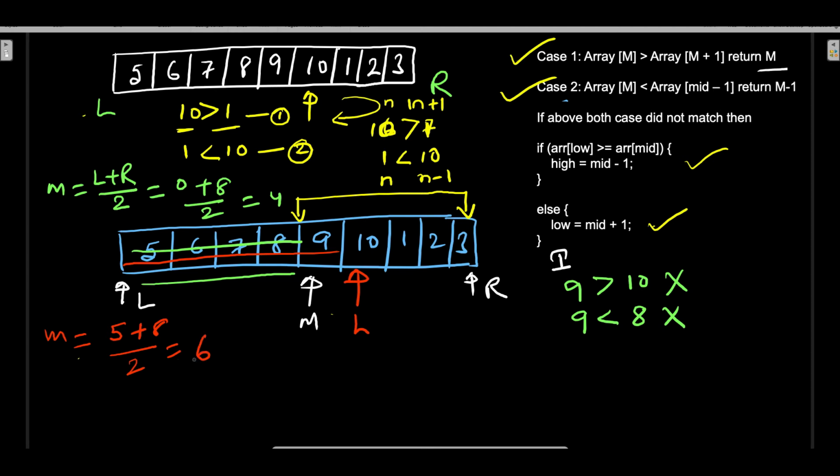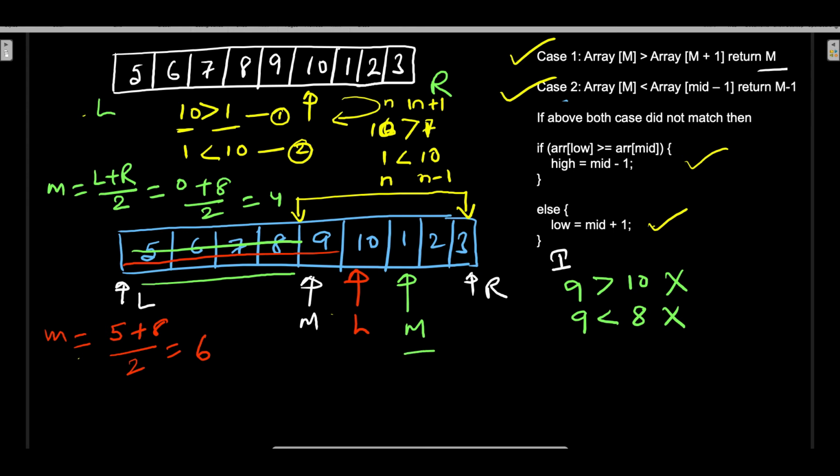So your middle is going to be where? Your middle is going to be somewhere here. So 0, 1, 2, 3, 4, 5, 6. So this is your middle. Okay, now this is your middle. When this is the middle, guys, now try to understand.